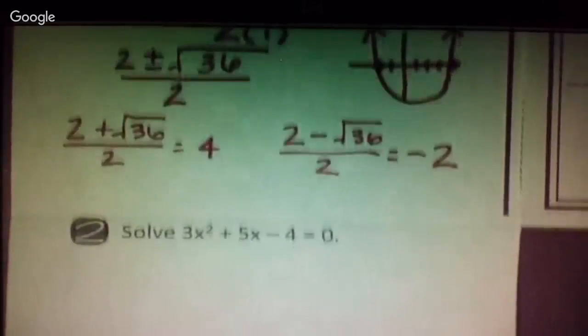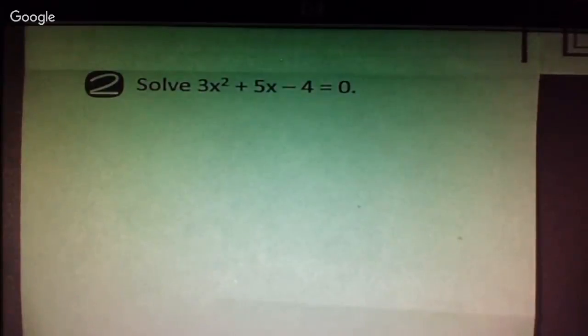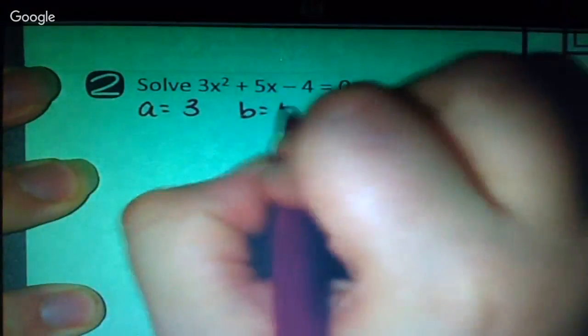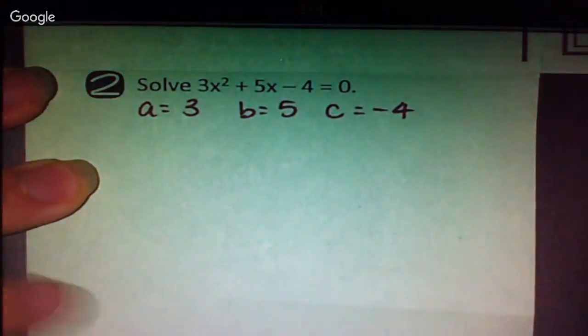All right. Let me move down to 2. Is it equal to 0? Yes, we're good. So I need A first. 3. I need B. 5. And I need C. -1. Fantastic.